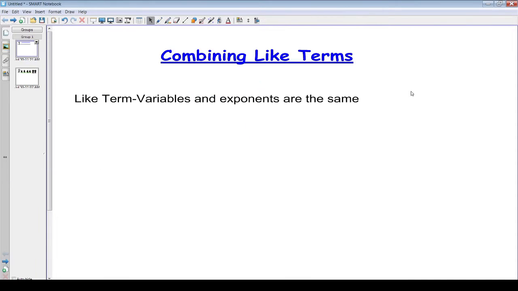Alright, welcome back to another math tutorial. Today we're going to be quickly discussing combining like terms.